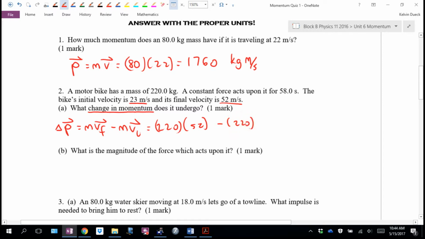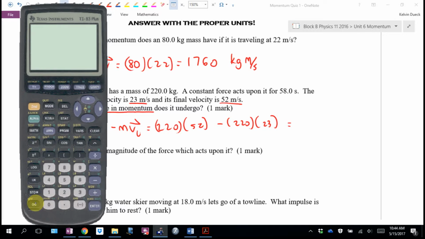220 times 23. Do this one in your head? Well, maybe. 52 take away 20 is 42. 220 times 39. 220 times 4. I think I could, but I'm not going to worry about it. Do you get, why negative? Because I typed a negative instead of a times sign there. Let's try that again. Do you get 6,380? Yep. Units?